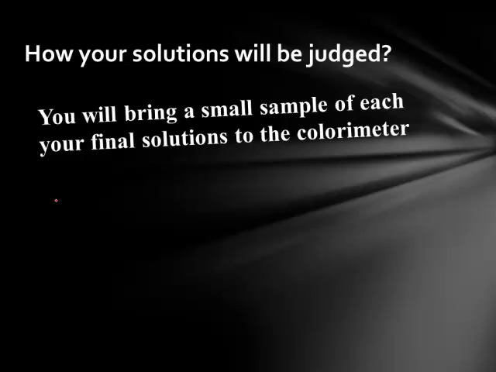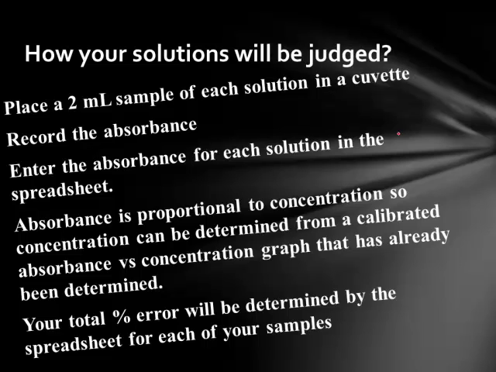Now, how are we going to decide who the winner is? Well, you will bring a small sample of each of your final solutions. That's the 1, 2, 3, 4. You will bring those up to an instrument called a colorimeter. And once you're at the colorimeter, you will put those samples into the colorimeter. And it only takes about 2 milliliters of the sample. You'll put those in a little container called a cuvette.